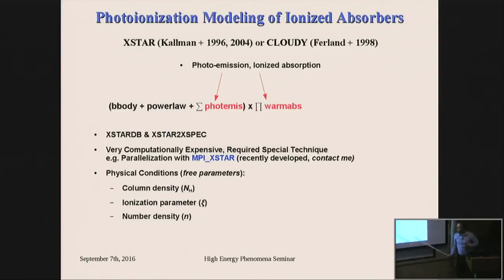Using MPI XSTAR, we are able to run XSTAR in parallel for different free parameters. Usually the free parameters are the column density and the ionization parameter. We can make a grid of XSTAR table models for a range of column density, for example from 19 to 25, and logarithmic ionization parameter from 0 to 5, and we can use, for example, XSPEC or ISIS to fit which column density and which ionization parameter are best to reduce the physical condition of the ionized absorber.